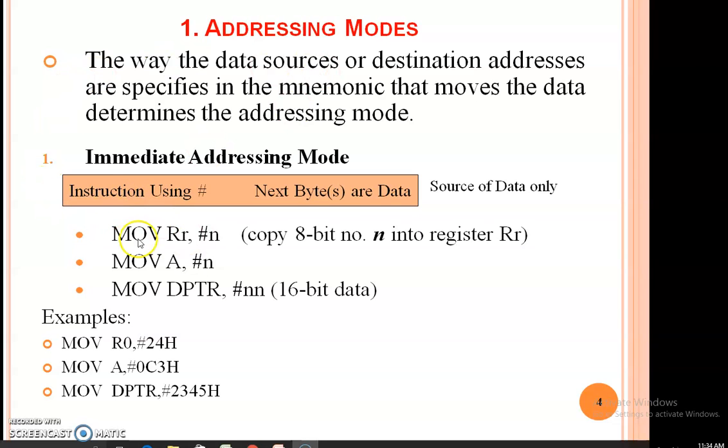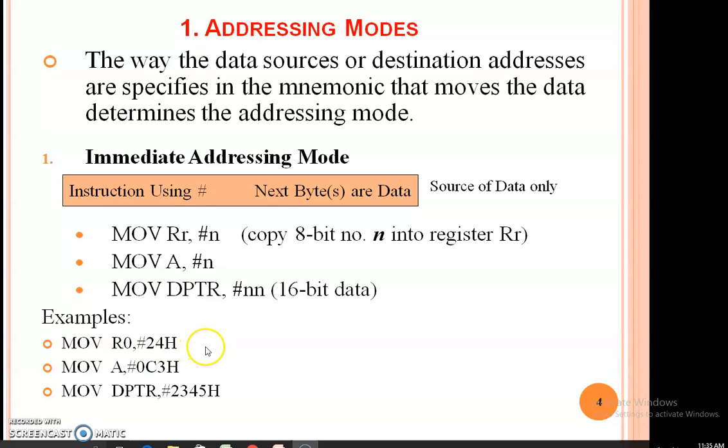Then the second instruction is MOV A, #n. Here you are moving 8-bit data to the accumulator; A means accumulator. The next instruction is MOV DPTR, #nn. Double n is nothing but 16-bit direct data. DPTR is a 16-bit register, so you can move 16-bit data into the DPTR register. So there are different combinations. You can also use special function registers to move specified data to a particular special function register. Let us see some examples. Here MOV R0, #24H. H means hexadecimal number.